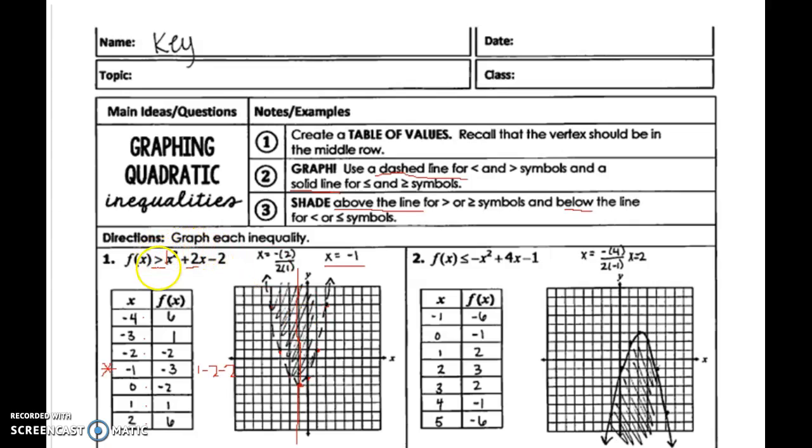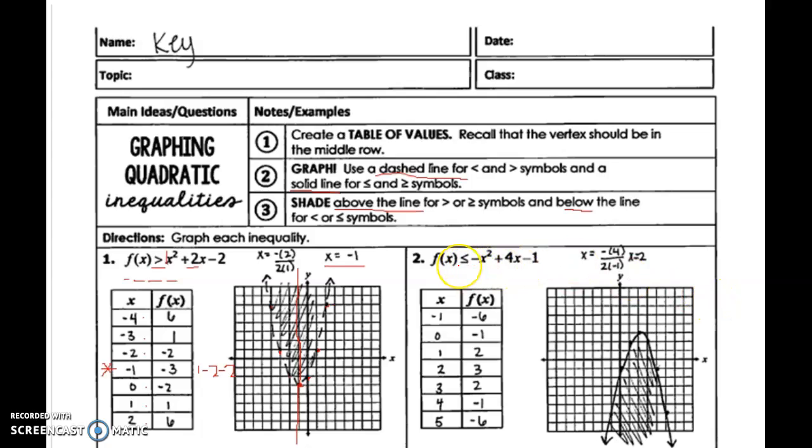Because our symbol is greater than, we have a dashed line. So that's why there's holes, there's dashed lines for our parabola or U. Because it's greater, we shade inside or above the line. Think about it like this. This graph goes forever this way, and this one goes forever this way. Above is all up in here, so in between the U, above the vertex. That's kind of the way I think about it, above the vertex, which is in the parabola. So then the outside is not shaded at all.